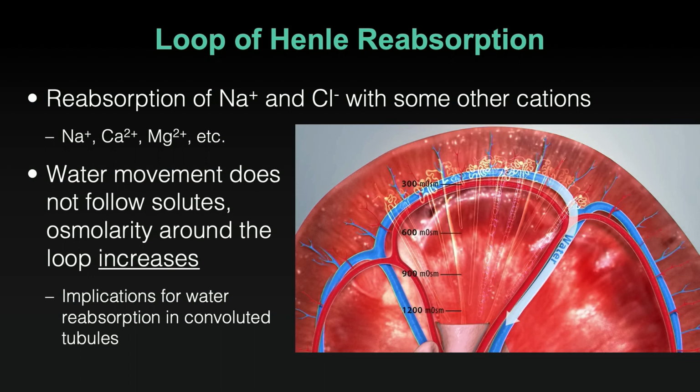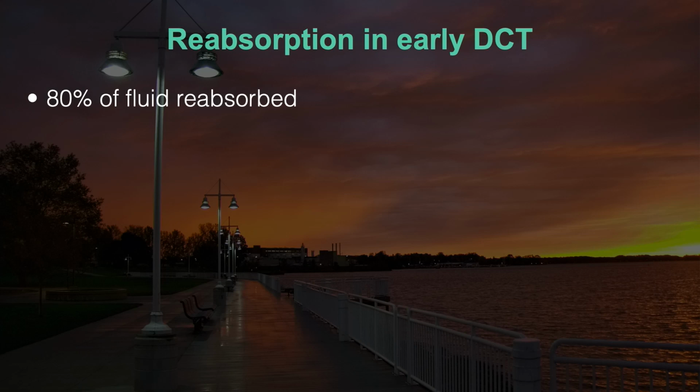Ions move out, water doesn't, and we create this inequality between the loop and the cells surrounding it. So this inequality continues into the last part of the nephron, the distal convoluted tubule, where we finally have control over some of the fluid being reabsorbed. We can vary the amounts through hormonal signals. And at this point, 80% of everything that was filtered out has been reabsorbed. 80%. So we have 20% to play with in the distal convoluted tubule.